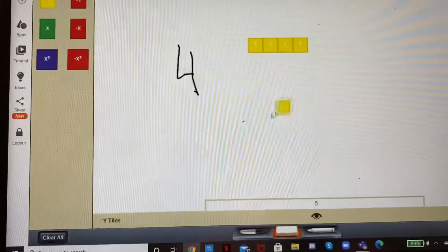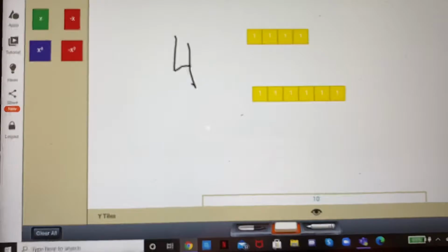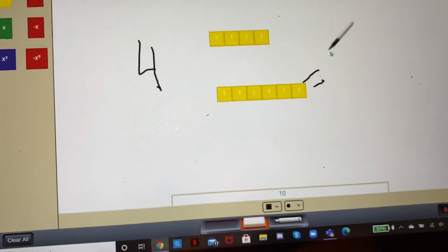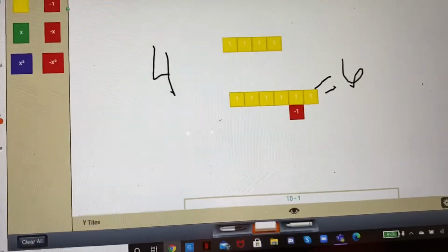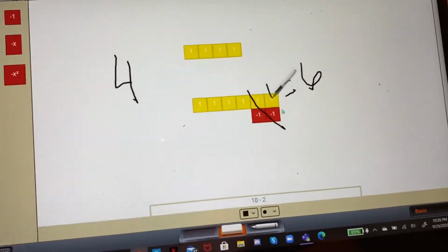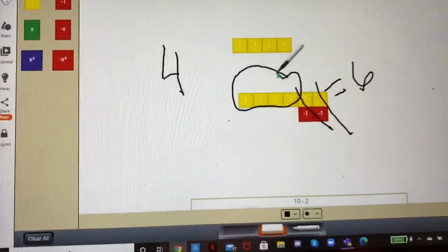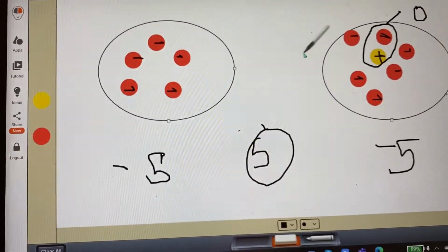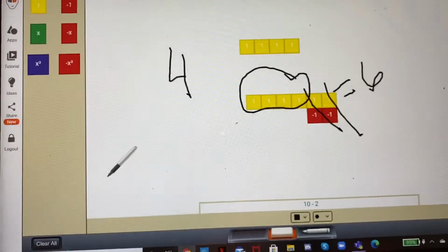Now, if we were to have a second set, say we had 6. So this equals 6. But if we had a -1 and a -1, these would cancel out and you would be left with 4. Pretty much the same as the chips. A positive and a negative cancel.